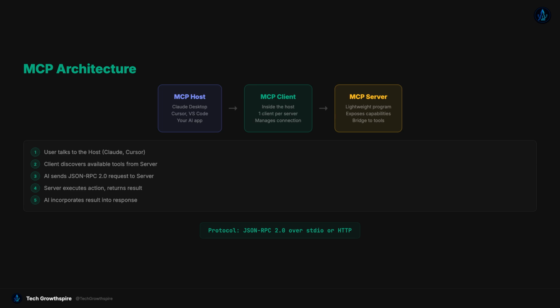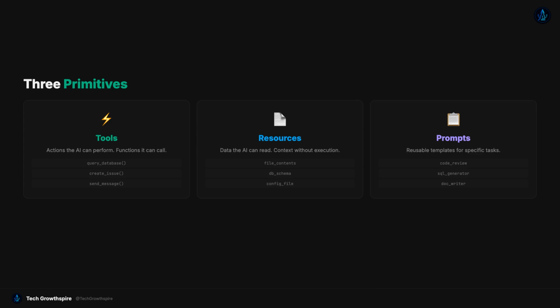MCP servers expose 3 types of primitives. Let me explain each one. First, tools. These are functions the AI model can call. Think of them as actions. Query a database, create a GitHub issue, send a Slack message, search documents. The server declares what tools are available, what parameters they accept, and what they return. The AI decides when to call them based on the user's request.